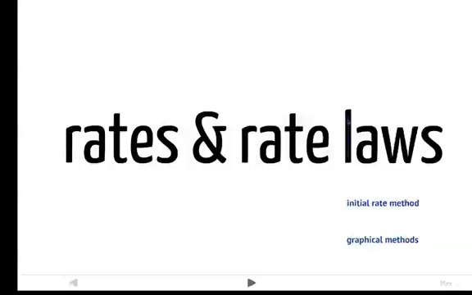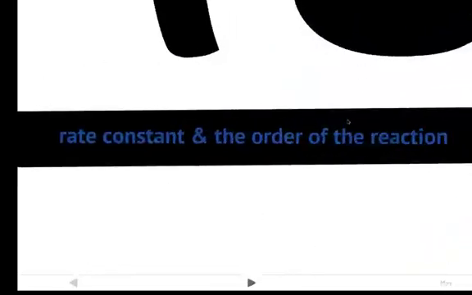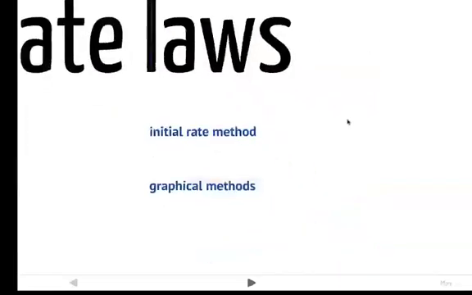The particular aspect of the rate law that we're going to focus on is the rate constant and the order of the reaction, and using these bits of information. The way we're going to do that is with the initial rate method. It's the primary way we're going to do that.